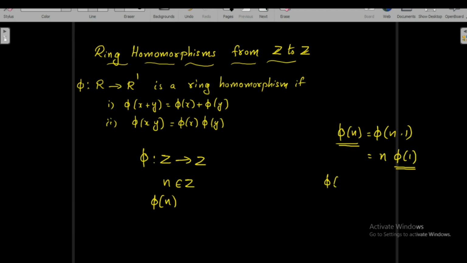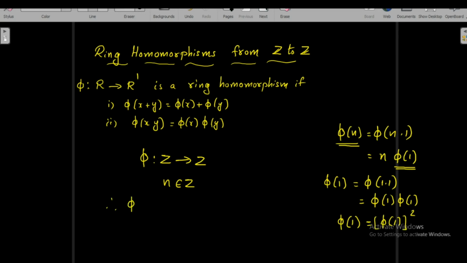Now phi of 1 can be written as phi of 1 into 1. And this is equal to, by the homomorphism property, phi of 1 into phi of 1. So actually phi of 1 is an element in Z such that phi of 1 equals phi of 1 square. So what are the possibilities for phi of 1? We have to find an integer whose square is the integer itself. Therefore, phi of 1 can be 0 or 1, because 0 square is 0 itself and 1 square is 1 itself. So for phi to be a ring homomorphism, 1 should be mapped to either 0 or 1.